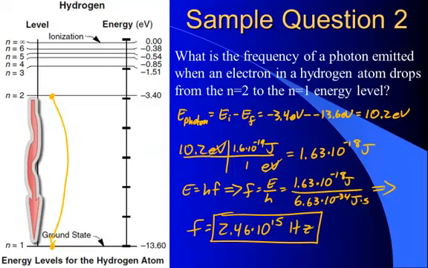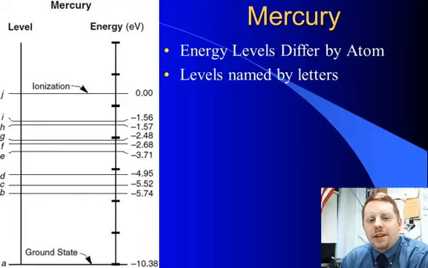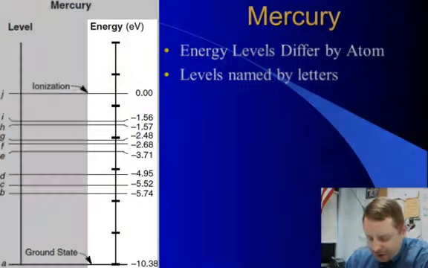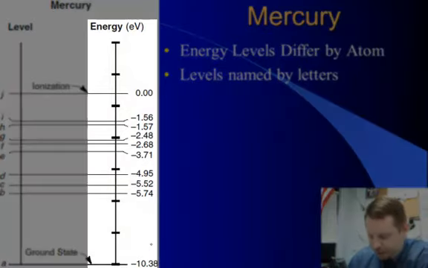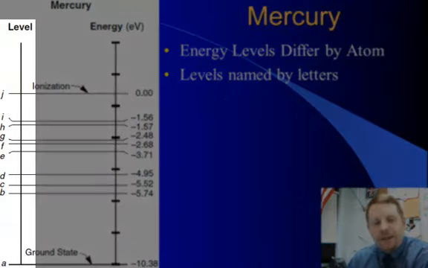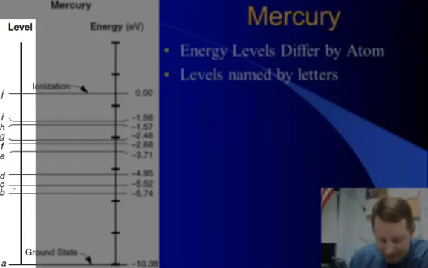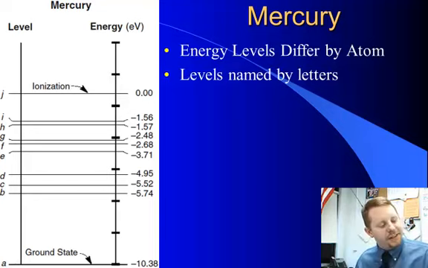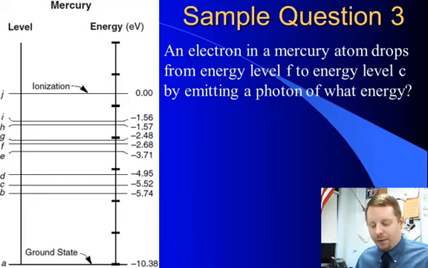All right. Now you can look up energy level diagrams for more than just hydrogen. For example, here's an energy level diagram for Mercury. Notice that we have different values for the different energies, and in the case of Mercury, the levels are named by letters. Instead of the n equals 1, n equals 2, n equals 3 state, we have the A, B, C, D, E levels, and so on. So let's see how we can use this to solve a couple problems.